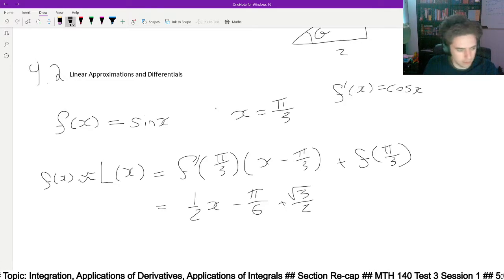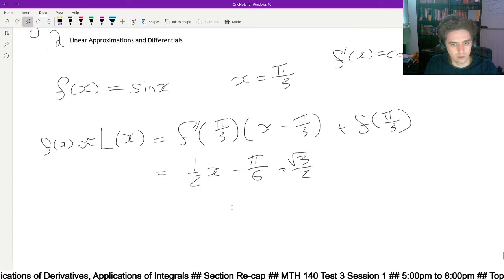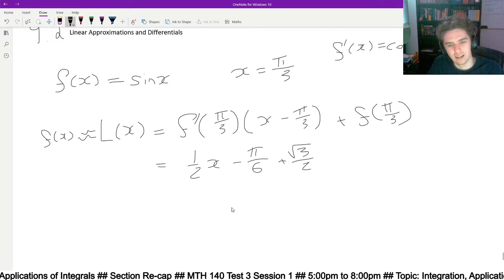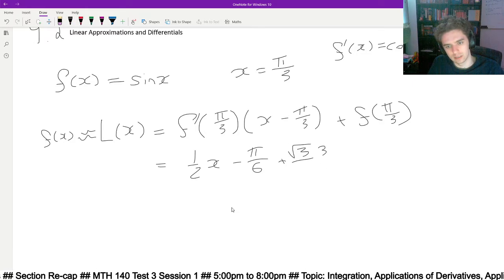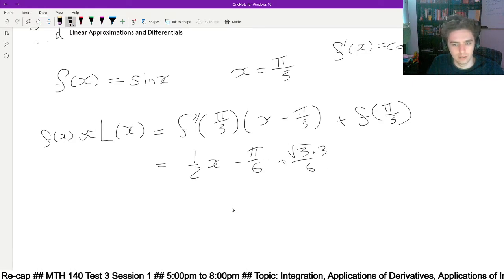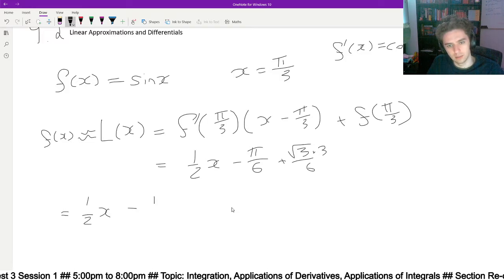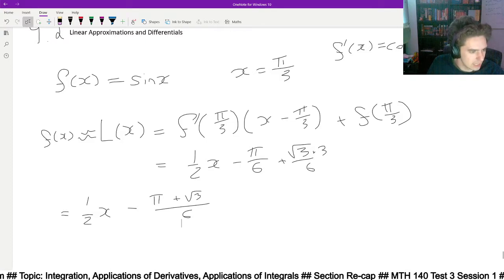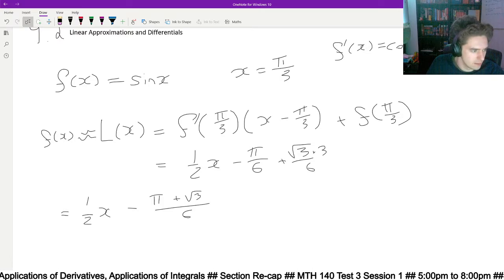Okay. And then we just add these things together. So I guess I'll just say this is a 6 at the bottom. So then I'll just say this is 1/2 x minus pi plus root 3 over 6. Is that right? Oh, I guess they didn't multiply it. Probably best to not multiply it, actually, but whatever, we're here.